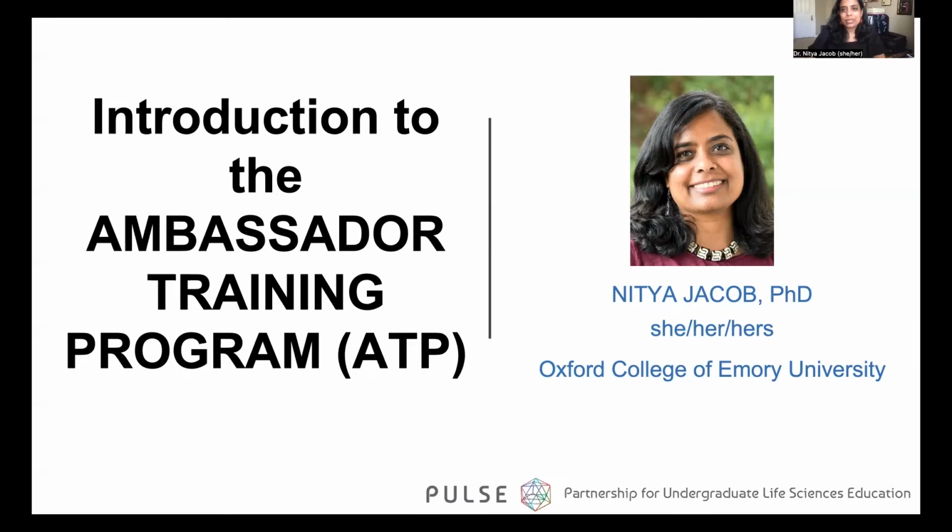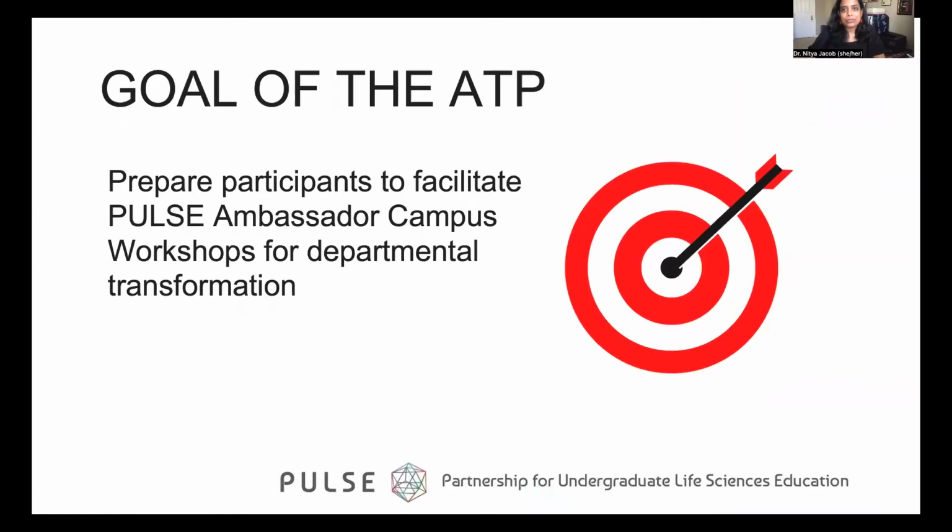By completing this training, you are also indicating your willingness to add your name to the roster of trained Pulse Ambassadors. And in the future, you will be invited to join an ambassador team to conduct an Ambassador Campus workshop. So I'd like to review the goal of the Ambassador Training Program, or ATP. The goal of this program is to introduce you, the participant, to the format of a Pulse Ambassador Campus workshop so that you might be prepared to be able to facilitate one of these workshops for departmental transformation.